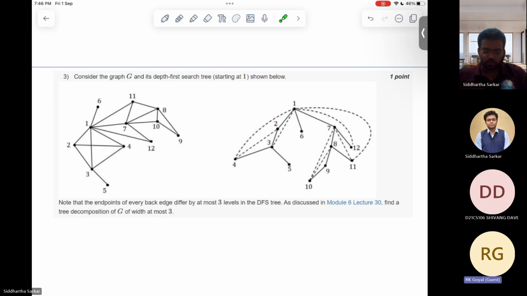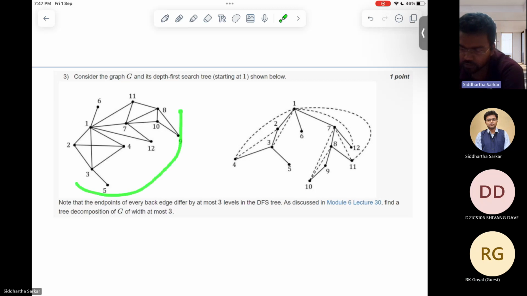Package means just a normal package. So let me go through how the DFS tree is constructed. So this is the graph. Note that the endpoints of every package differ by at most three levels in the DFS tree. And the question is to find the tree decomposition of G of width at most 3.